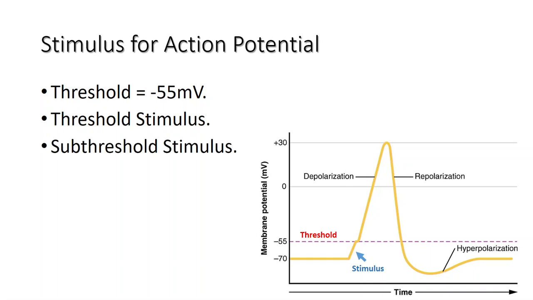Any stimulus that does not depolarize the membrane potential to minus 55 millivolts or higher will not reach threshold and thus will not result in an action potential. It is called a subthreshold stimulus. A stimulus that is strong enough to depolarize the membrane well above the threshold is called a suprathreshold stimulus.